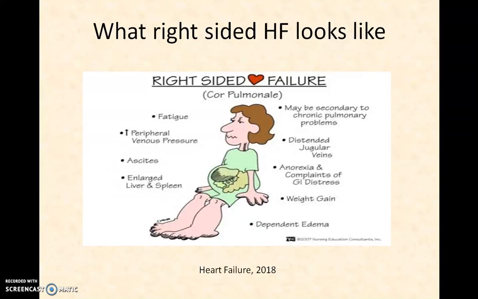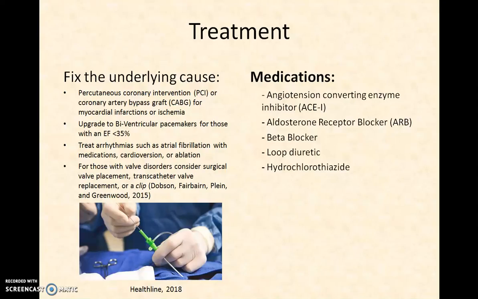So right-sided heart failure, you can have symptoms of fatigue, increased peripheral venous pressure, ascites, enlarged liver and spleen, and you may have some lung issues, distended jugular veins, anorexia, complaints of GI distress, weight gain, and dependent edema.